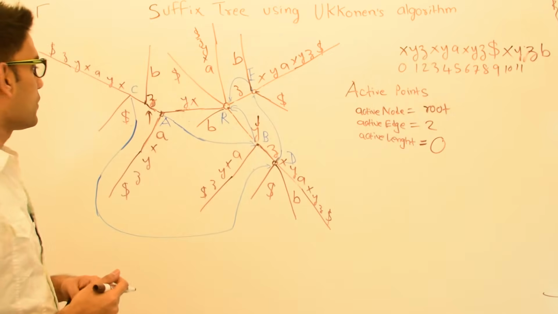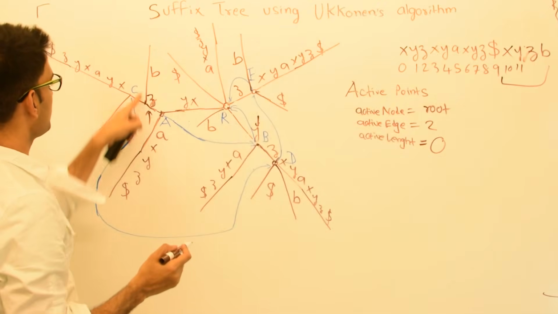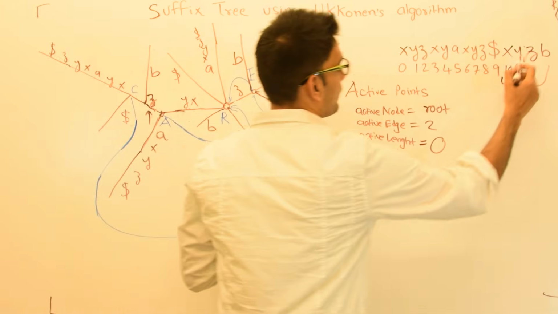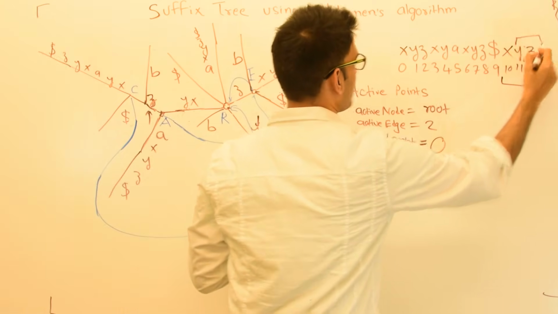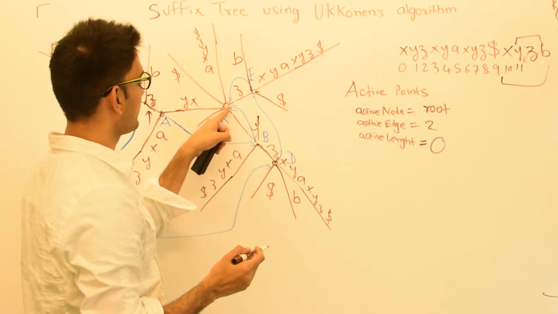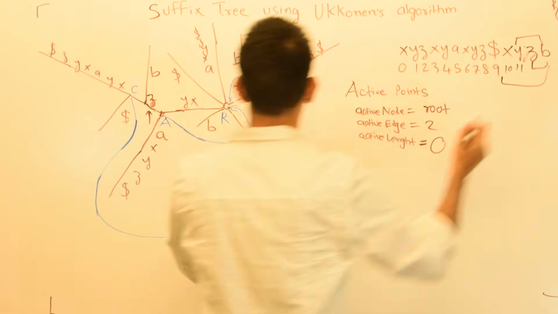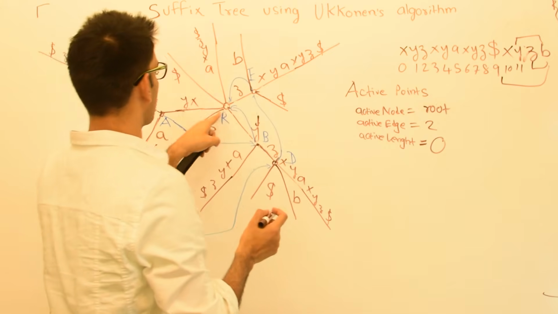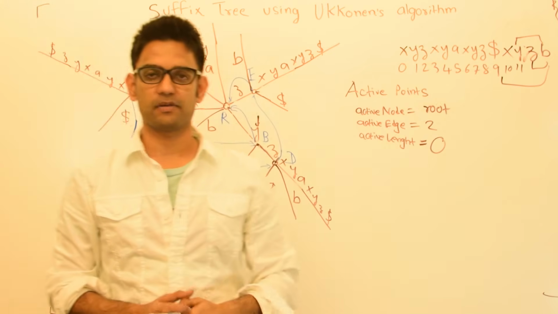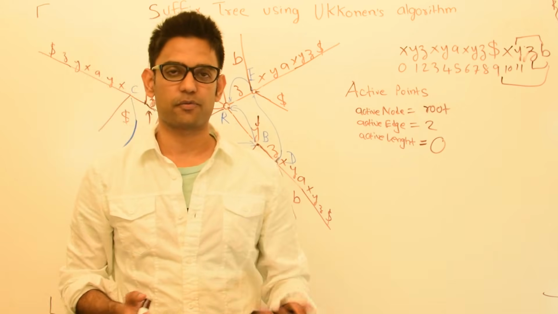So you see how we created the suffix XYZB moving from here. Then we followed the suffix link, came to this point, and took care of suffix YZB, and then we followed the suffix link, came here, and took care of suffix ZB, and finally we came to the root and took care of suffix B. So this is where active point and rule 2 extension come into the picture. I think we have taken care of all the rules, tricks, and everything.